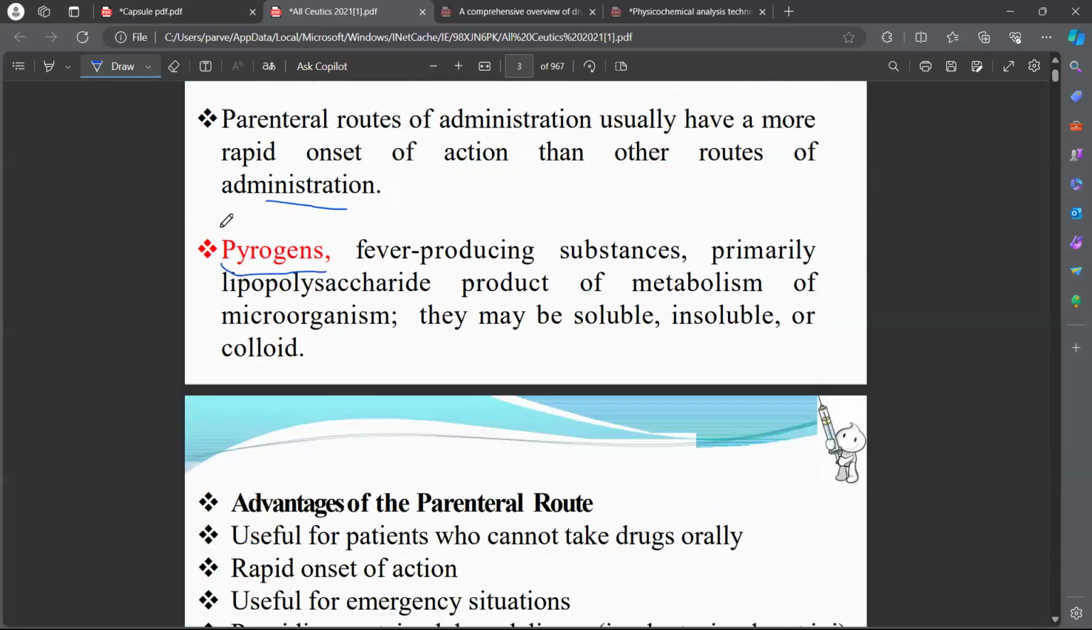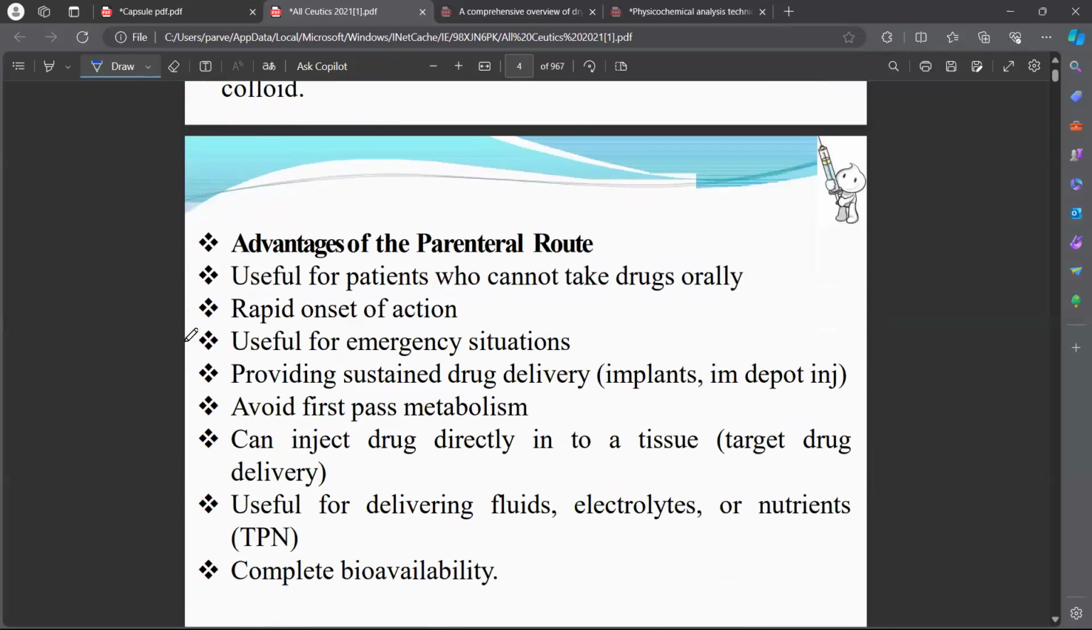Generally, pyrogens. Could you please tell me, guys, which produces pyrogens, gram positive bacteria or gram negative bacteria? Great. So gram negative bacteria produce the pyrogens, and pyrogens are lipopolysaccharides which induce fever in the person.